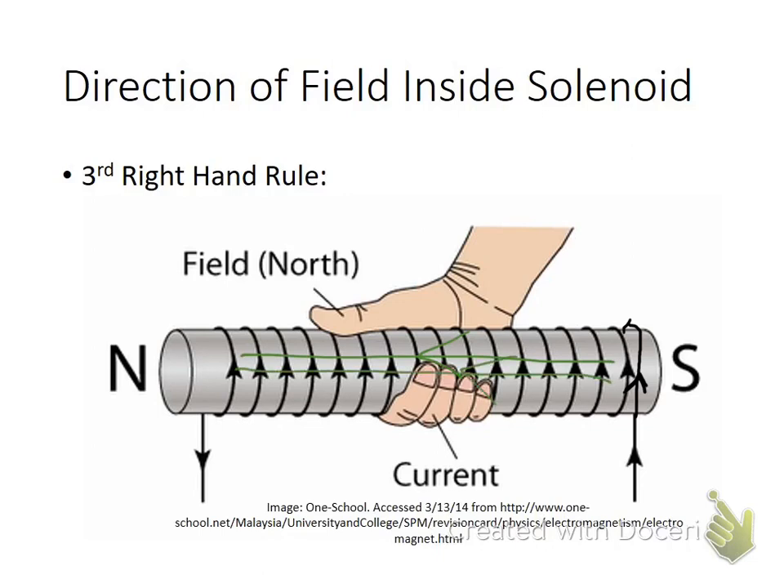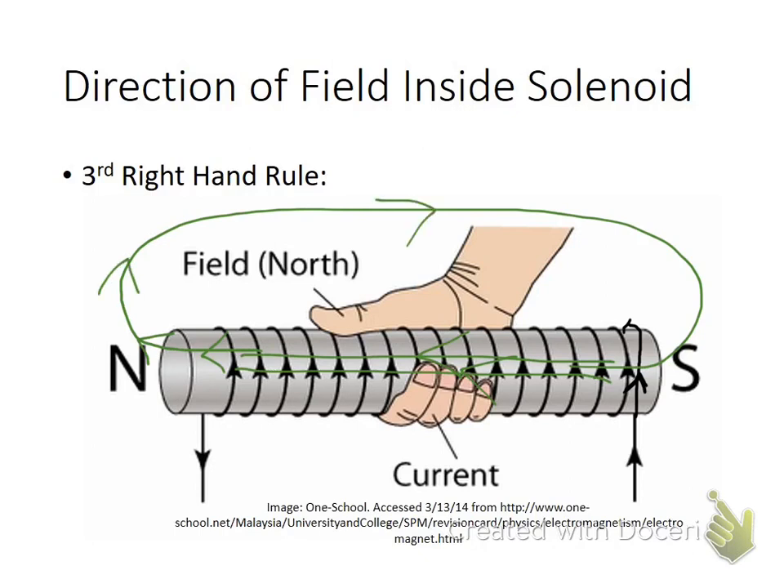Now once you get outside the solenoid, it just acts like a bar magnet. So the spot where the field comes out, that's going to be the North Pole, and where the field goes back in, that's going to be the South Pole.